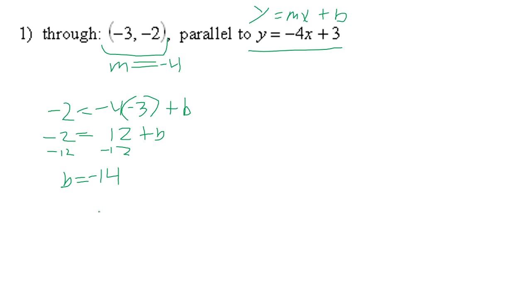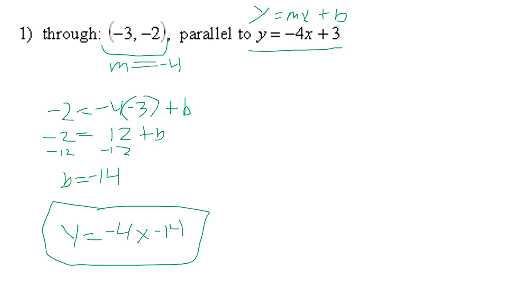And then, not quite done, because we have one last step that people always forget. We got to rewrite it. y equals m, our m, we said, is -4, x plus b. And there it is. That's our answer.